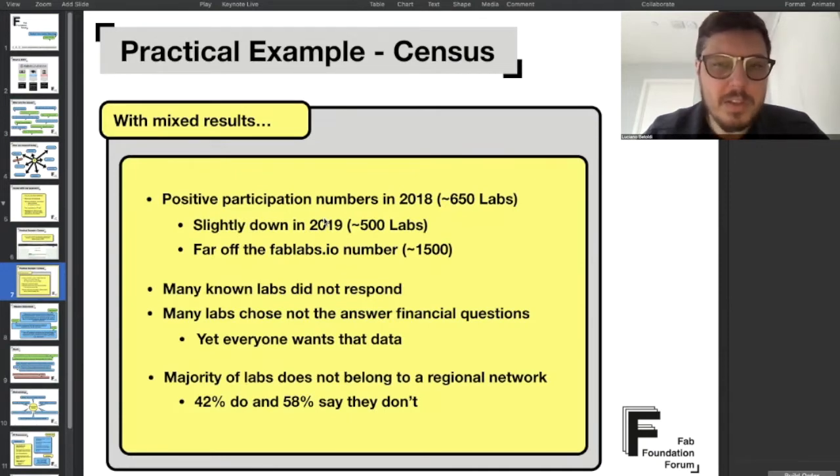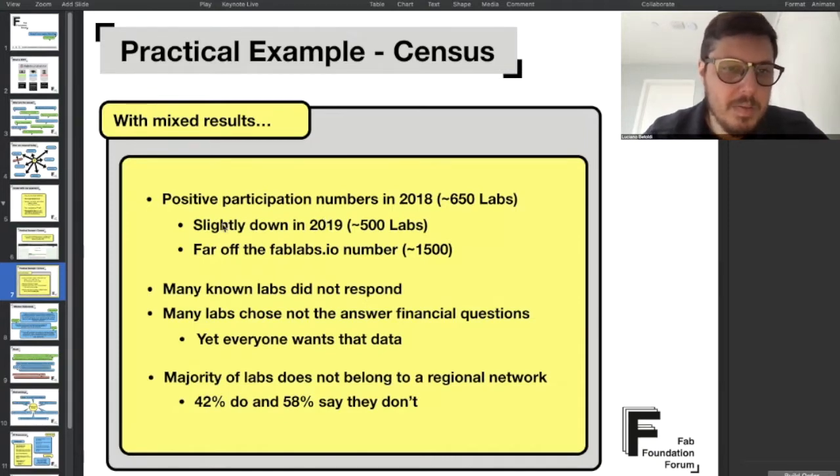I believe that the truth is somewhere in the middle. I think FabLabs.io has a lot of labs that haven't been updated for some time, or planned labs, and that's a whole other conversation that we can have a different day. How we're trying to manage that and clear the data that we have on FabLabs.io to make sure that it makes sense and that it represents the reality.